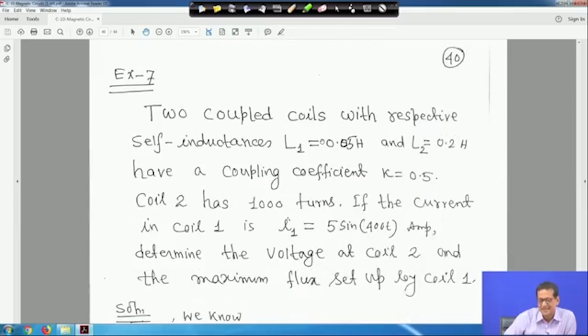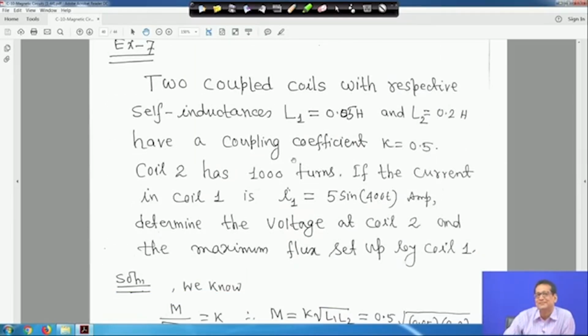Next is another problem. This problem is a very interesting problem. Two coupled coils with respective self inductances L1 is 0.05 Henry and L2 is equal to 0.2 Henry have a coupling coefficient K equal to 0.5. Coil 2 has 1000 turns. If the current in coil 1 is I1 equal to 5 sin 400t ampere, that is omega is equal to 400, determine the voltage at coil 2 and the maximum flux set up by coil 1.